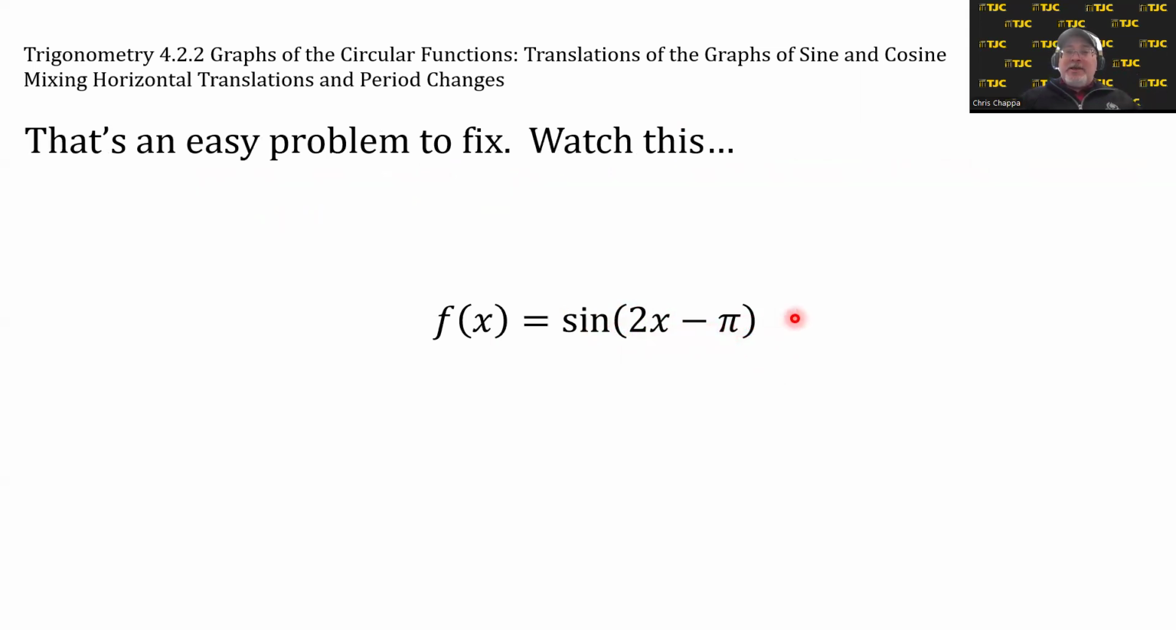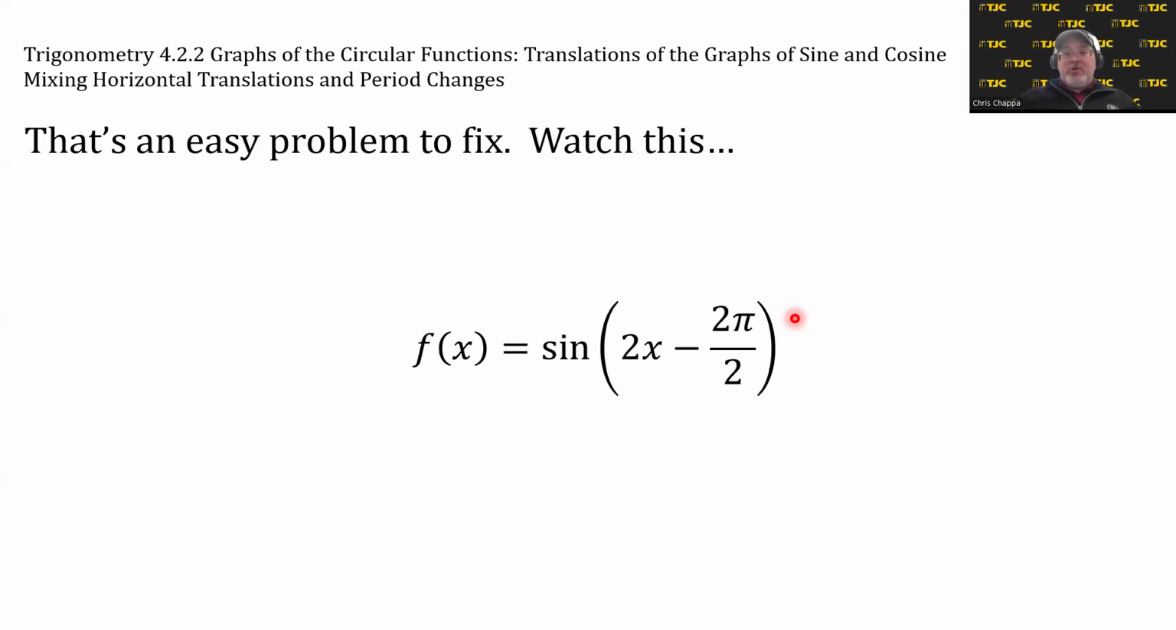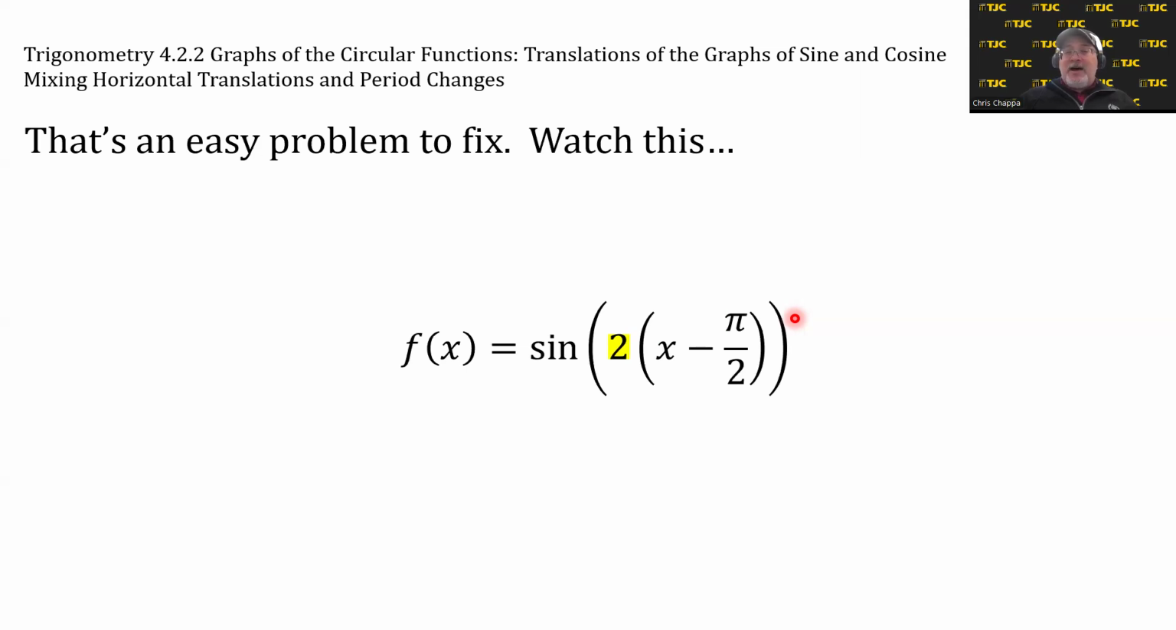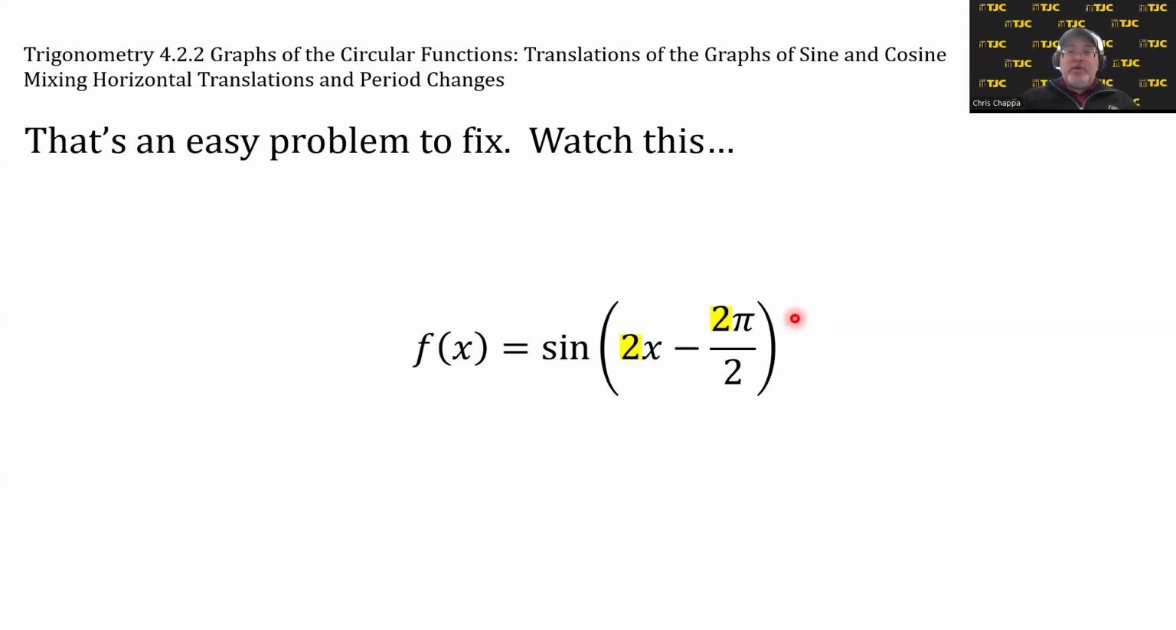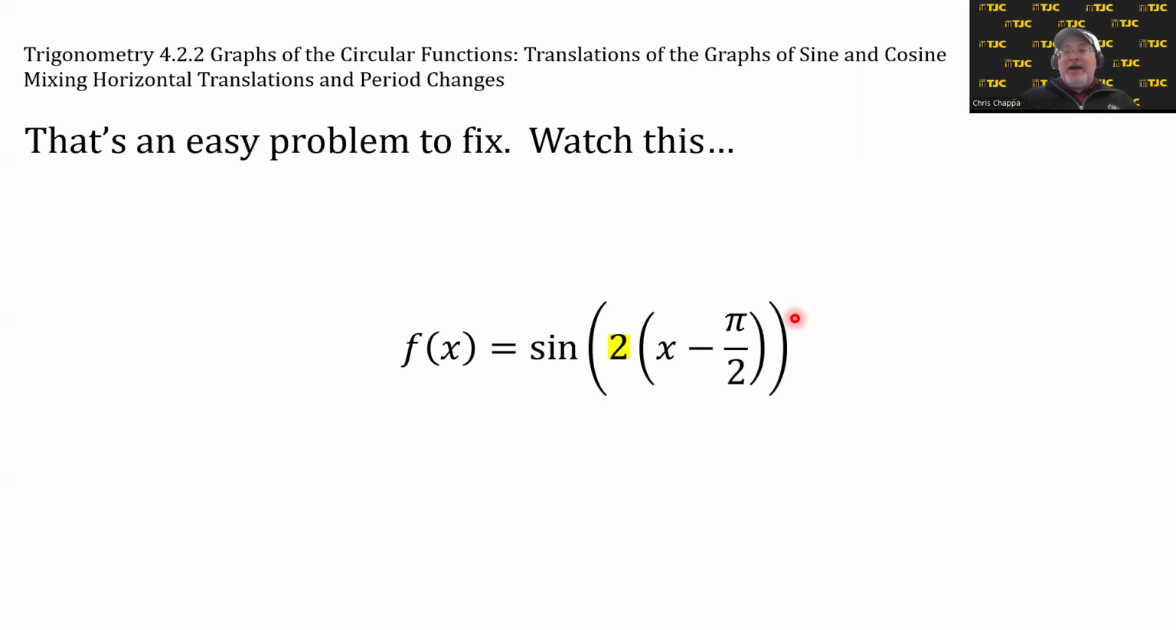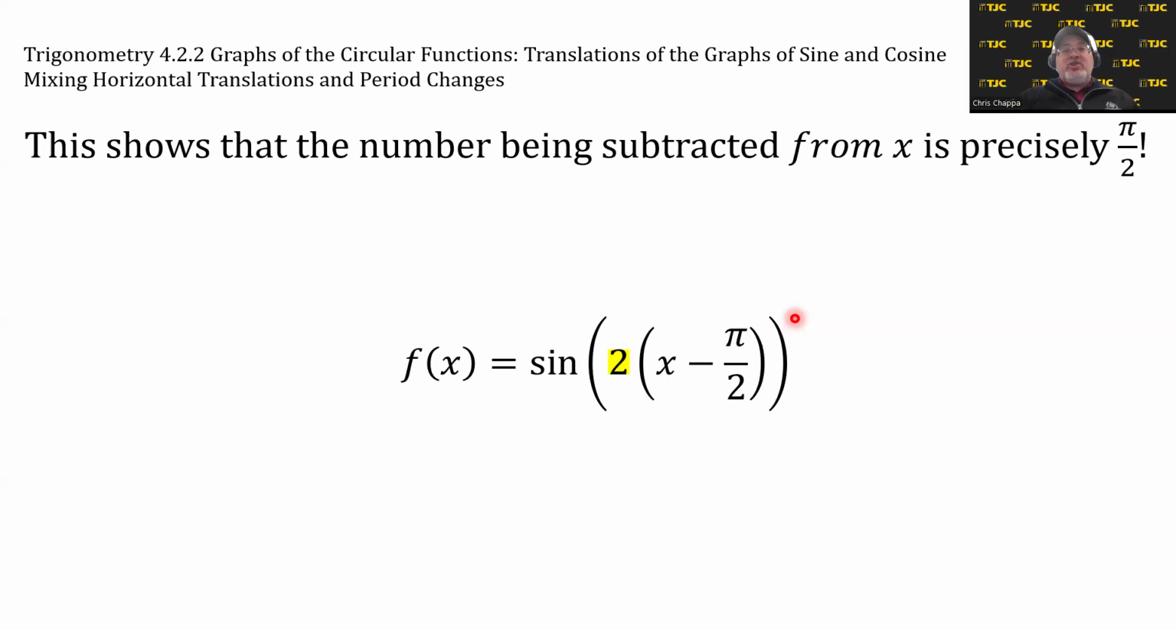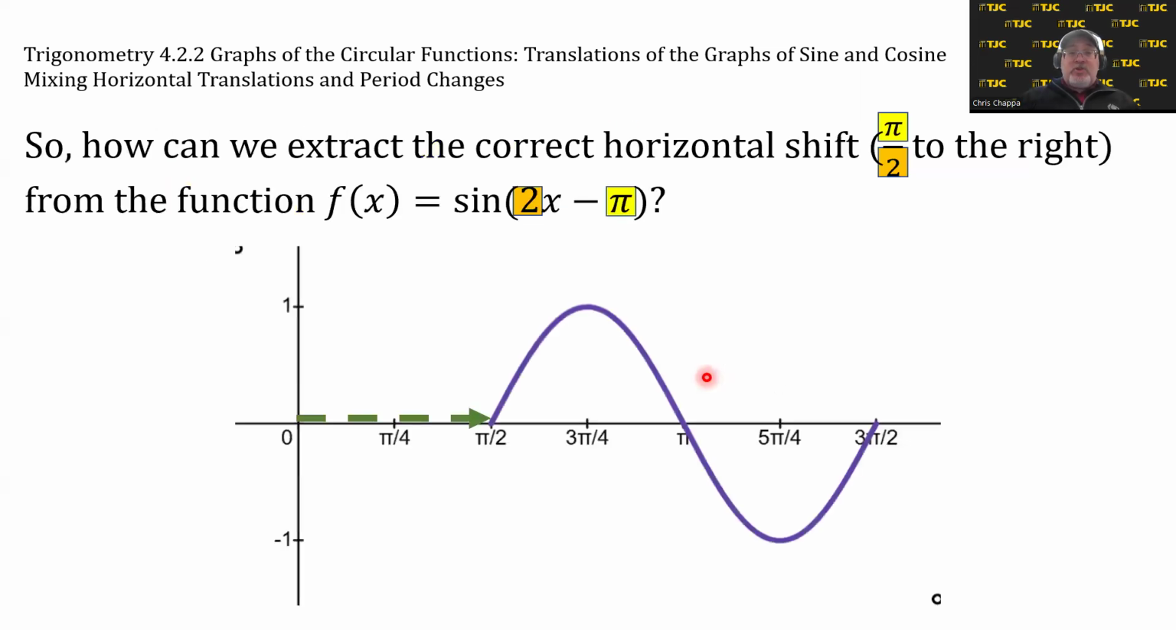Watch this. We're going to make a 2 appear in front of the pi by first writing the pi as a fraction, as pi over 1, multiplying both sides of the fraction by 2, so now it's 2 pi over 2. And notice that both halves of the subtraction problem now have a factor of 2 that I can factor and put in front, leaving behind x minus pi over 2. Take 2 off of everything and leave behind x minus pi over 2. So this shows that the number being subtracted from the x is precisely pi over 2, which explains why this horizontal translation was pi over 2 and not pi.